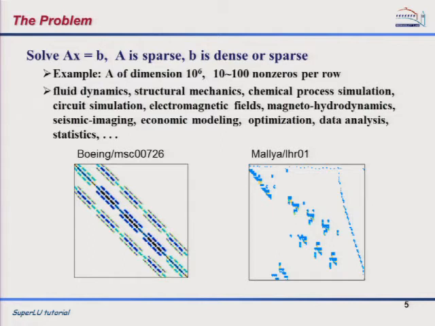And here are two examples. The one to the left is a matrix, and you can find this matrix in the Matrix Market collection. It's the one coming from Boeing. And the other one, I don't know what it is. I don't know the application it comes from. This is probably some sort of finite element or structural model.